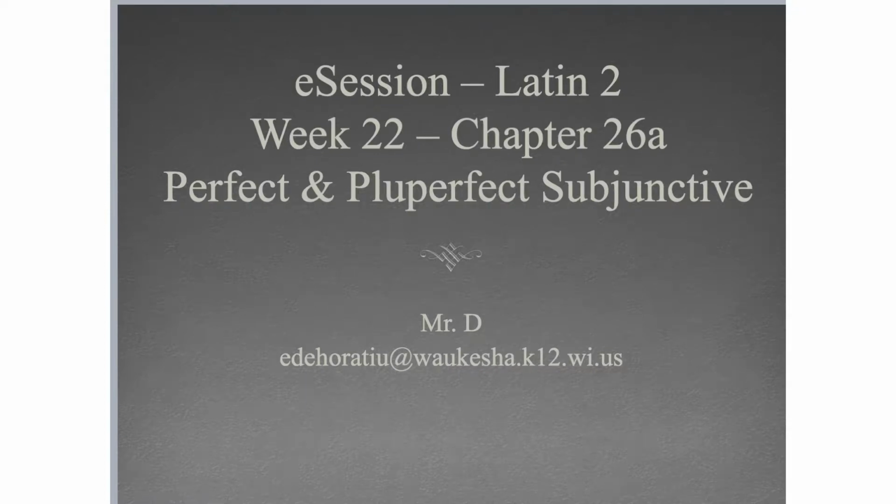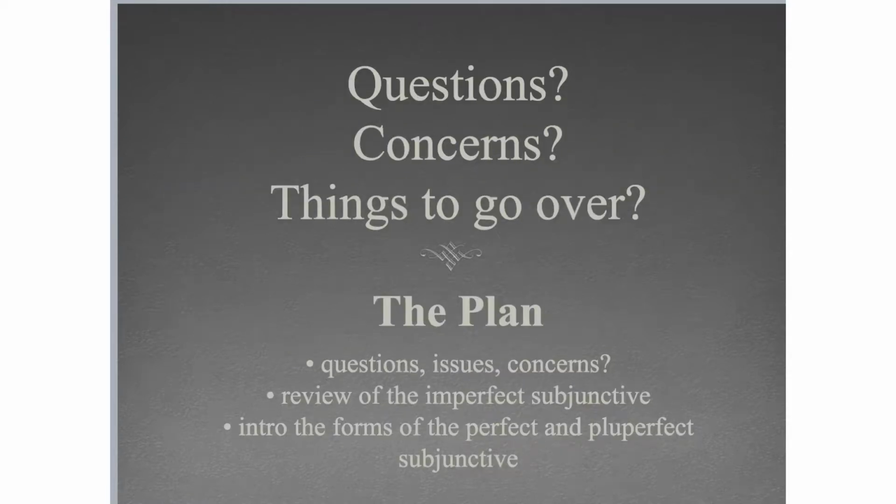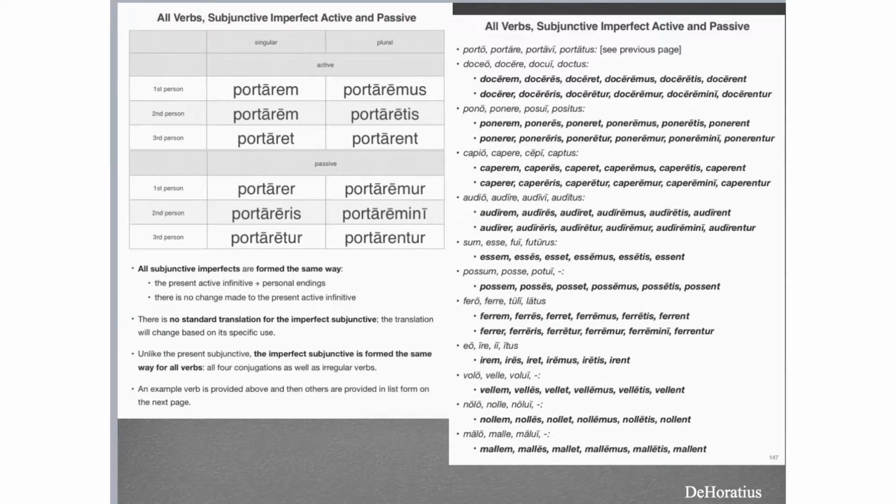We're going to expand the forms of the subjunctive with the perfect and the pluperfect. So we'll review the imperfect subjunctive and then we'll get into the perfect and the pluperfect subjunctive. You might remember a couple of weeks ago we learned the imperfect subjunctive, which is the present active infinitive plus endings. And at least for the pluperfect, a similar formula is going to apply. Remember that this applies to all verbs, and that includes irregular. Even if their infinitive is irregular, the formula still applies: that infinitive plus the endings.